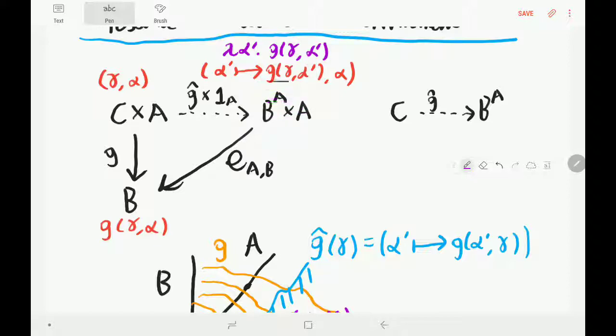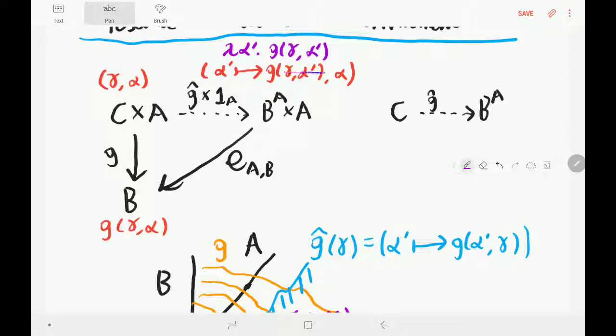Now, which function does it choose? Well, basically, it looks at the way that G operates when the particular gamma is held fixed, and that really gives us a function which is like a function from A to B. It takes in an alpha and it outputs G of gamma comma alpha, with that particular gamma fixed.